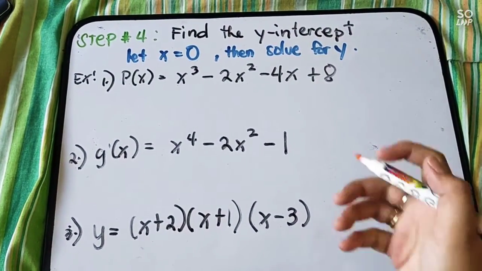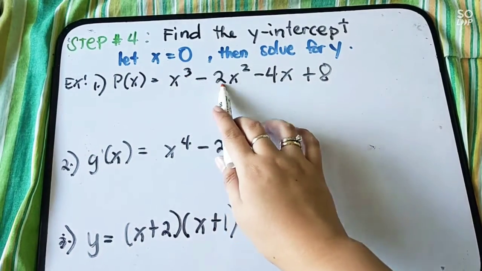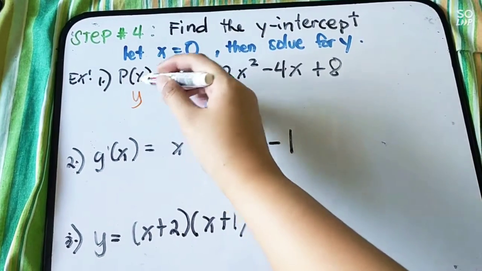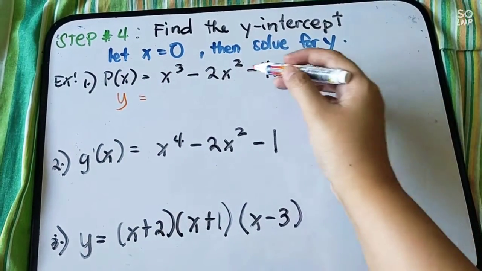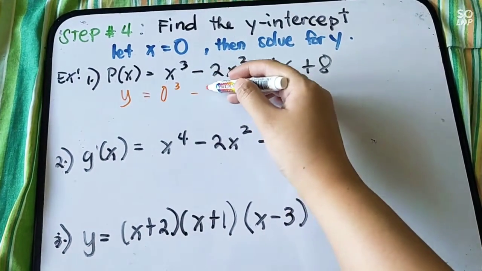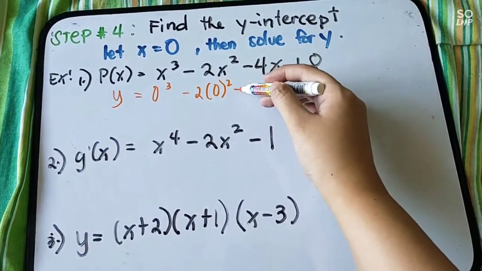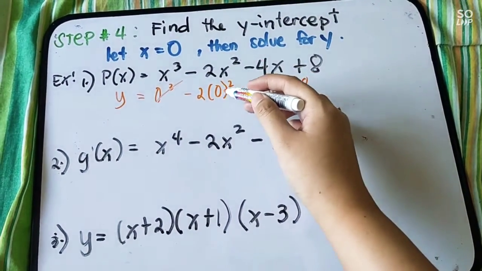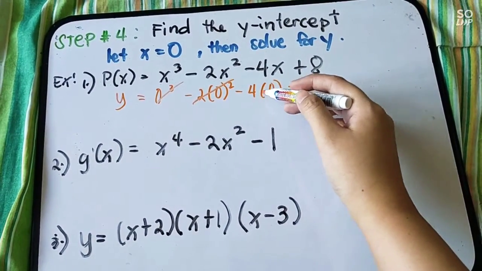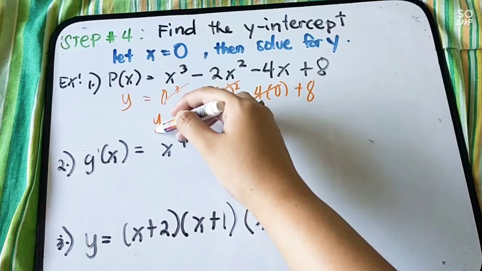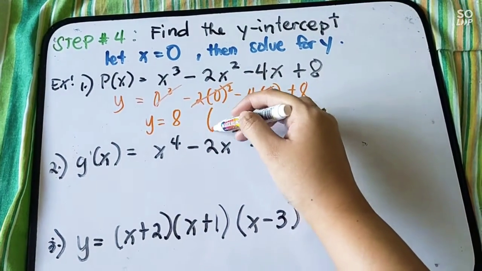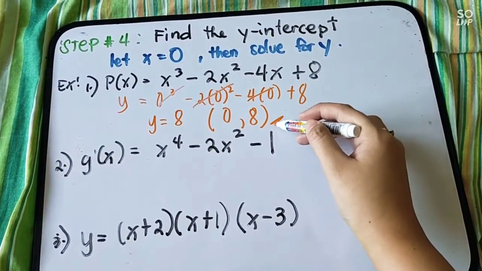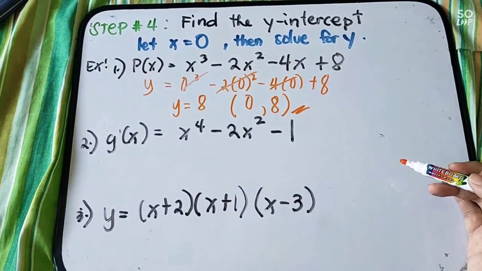Now, let us have number 1. So, p of x is equal to x cubed minus 2x squared minus 4x plus 8. The p of x, just change it to y. Y is equal, and all your x, change into 0. So, we have 0 cubed minus 2 times 0 squared minus 4 times 0 plus 8. 0 cubed is 0, 0 squared times 2 is 0, 4 times 0 is 0. So, what remains is y equals 8. Therefore, your y-intercept: x is 0, then y is 8.